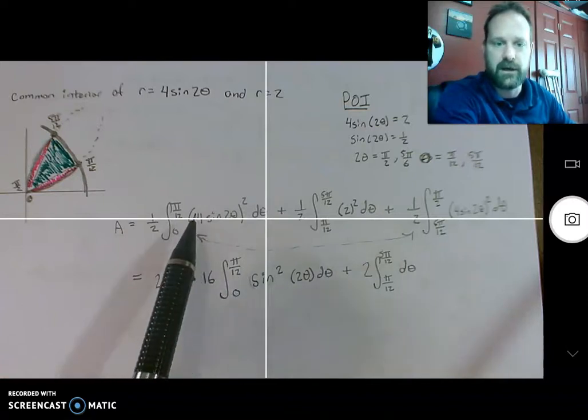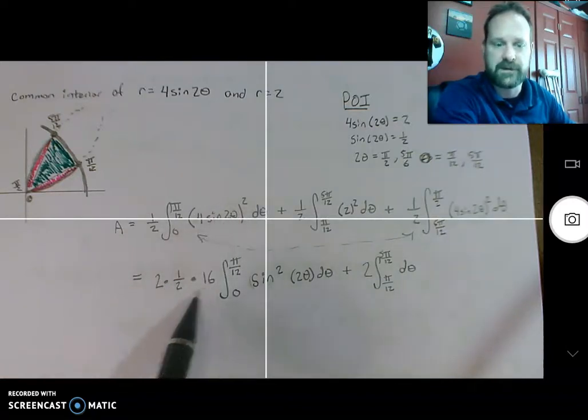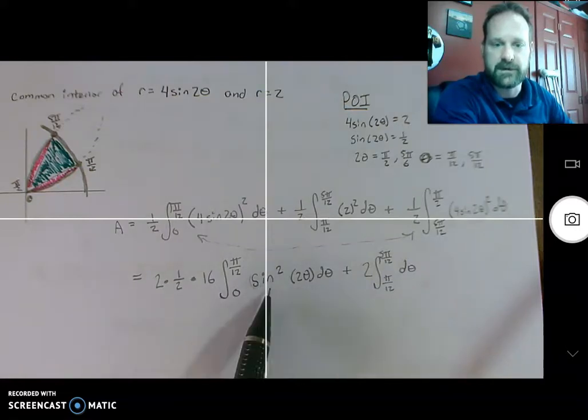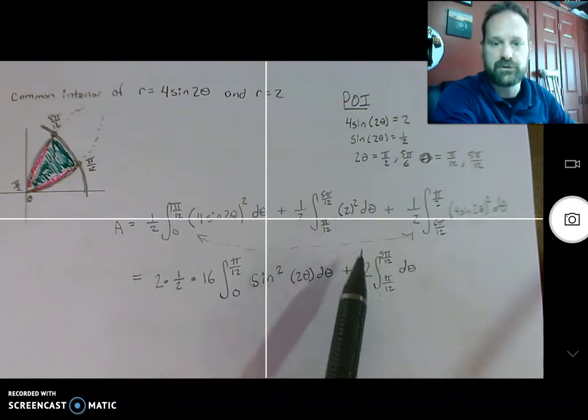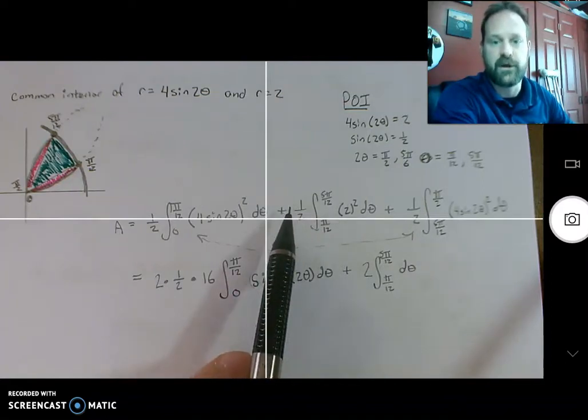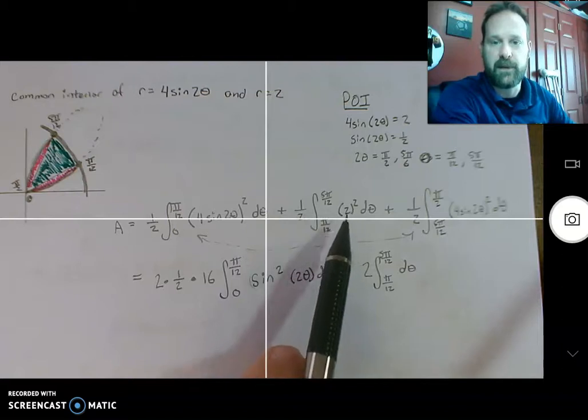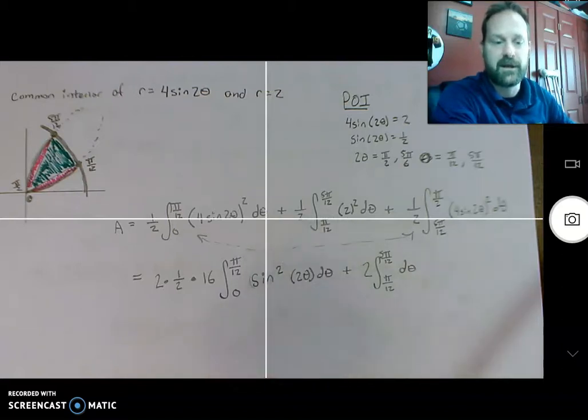So rather than doing this one and this one, I just doubled it, knowing it's going to work out. Squared the 4 here, took out the 16 on the outside, so we're going to have 16, and then we've got sine squared 2 theta d theta, and then this one here, 4, and took the 4 out, and then the 2 there. I'm like, what happened to my numbers? So there they went. Okay, I'm going to continue.